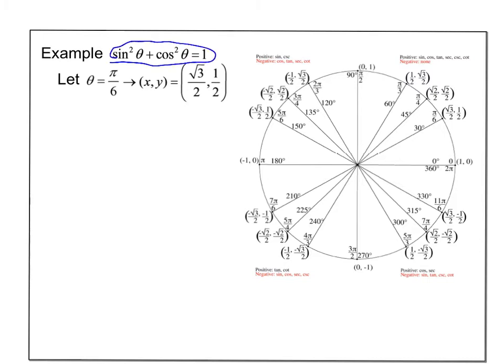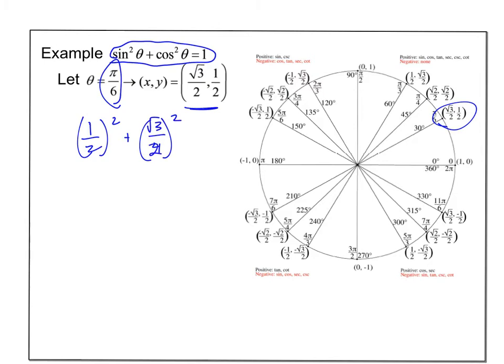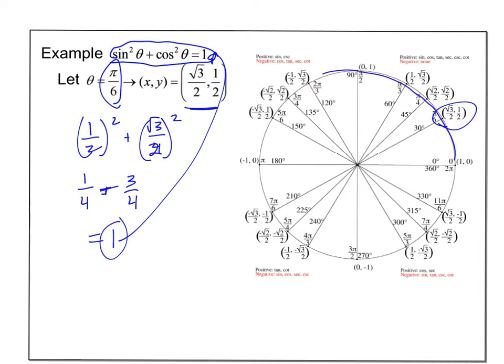This was towards the end of Unit 2, where if the angle is pi over 6, this was my x and y value right over here. Well, you figured out that if you go sine squared plus cosine squared, what happened? This becomes 1/4, this becomes 3/4, so you get an answer of 1, which is what we've proven. And that's true all the way around the circle.